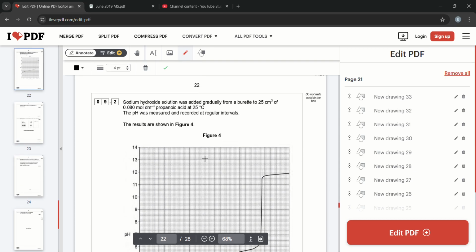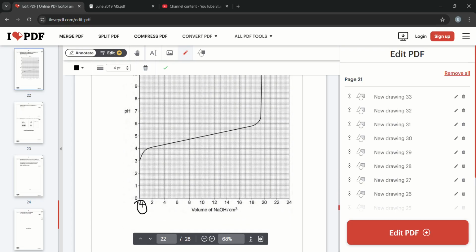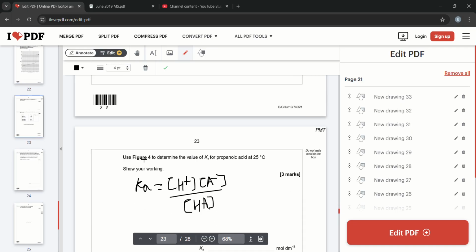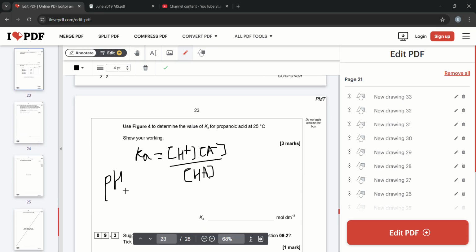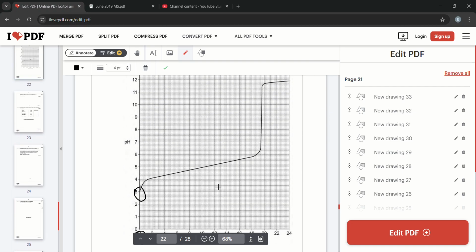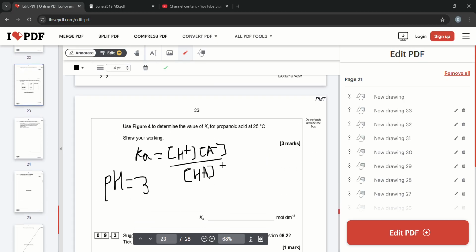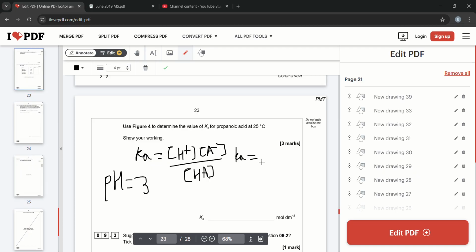Well, what is the pH of the acid on its own? That is when the volume is 0. When the volume is 0, the pH is equal to 3. We want to find out the Ka. Well, the Ka is going to be H+ A- over HA. But the same thing we did in 9.1, we manipulated it to get H+ squared. Same thing here. We can rewrite it as Ka is equal to H+ squared over HA.